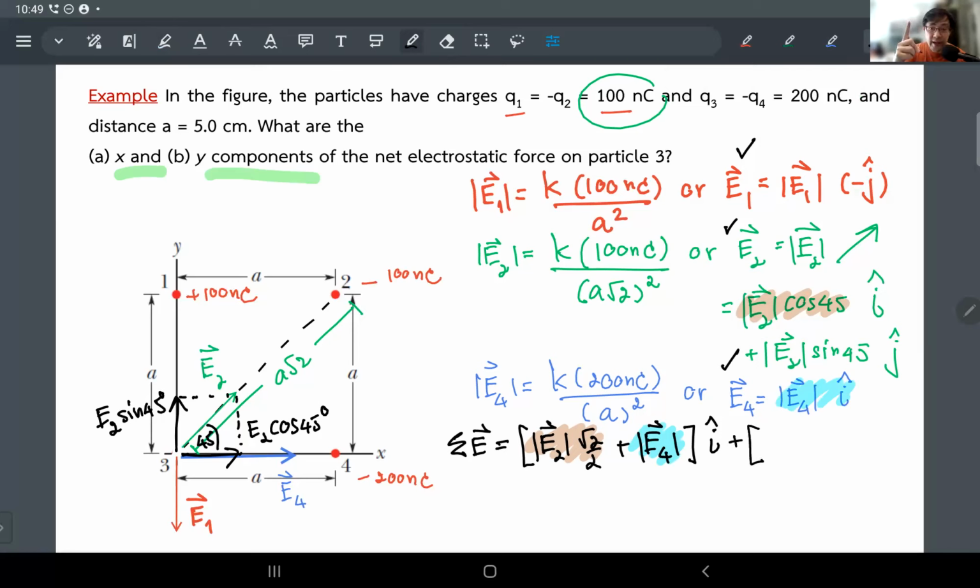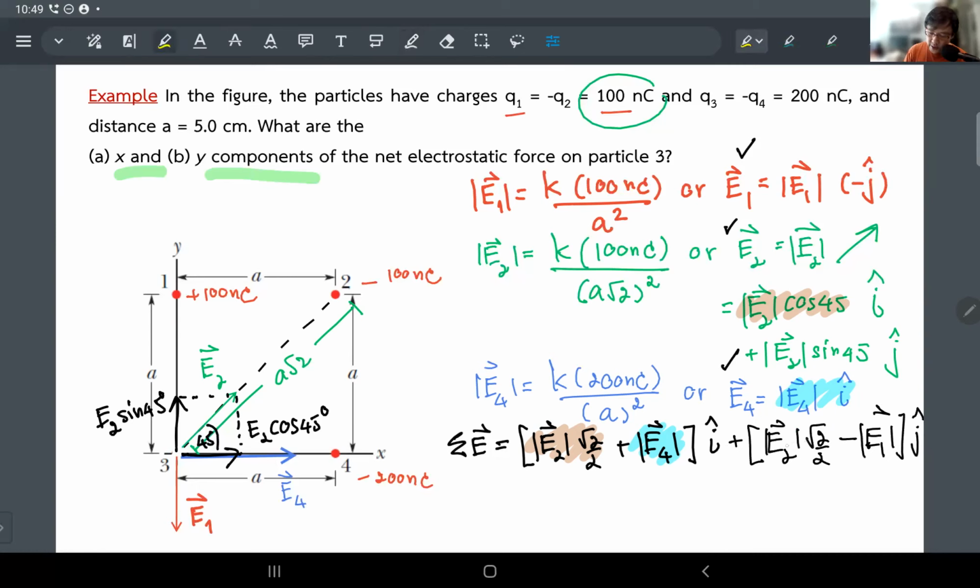You have the up J, E2 sine 45. And then the red is pointing down. The red is pointing down. So you have a negative E1. There you go. And everything is in the J hat direction. With me?